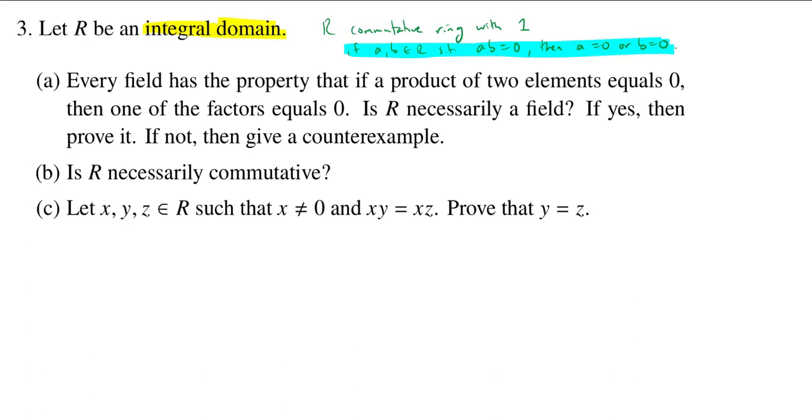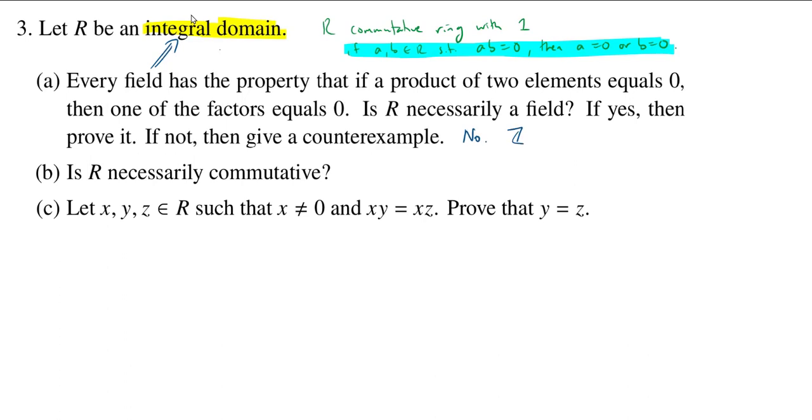We know that a field is a commutative ring with identity. We also know that it satisfies the zero factor property. So in fact, if you are a field, then you are an integral domain. Every field is an integral domain. But is the opposite true? Just because you're an integral domain doesn't make you a field, and the answer is no. Why? We need to give a counterexample.